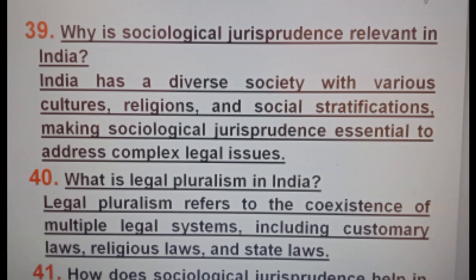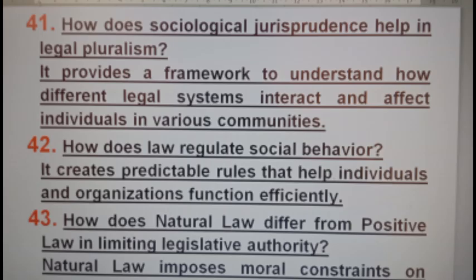Why is sociological jurisprudence relevant in India? India has a diverse society with various cultures, religions, and social stratifications, making sociological jurisprudence essential to address complex legal issues. What is legal pluralism in India? Legal pluralism refers to the coexistence of multiple legal systems, including customary laws, religious laws, and state laws.